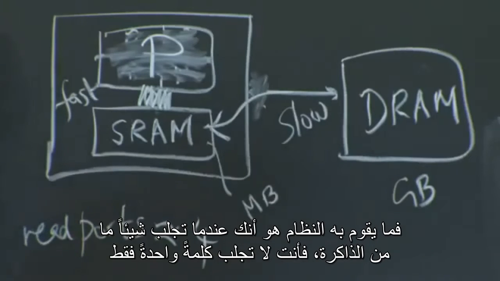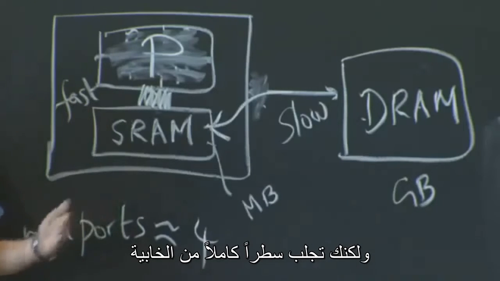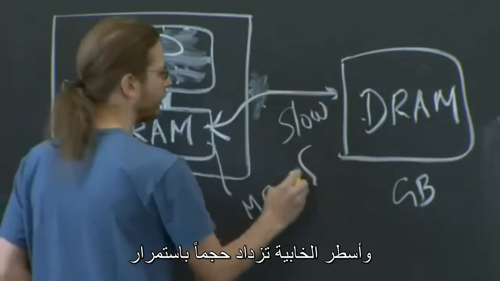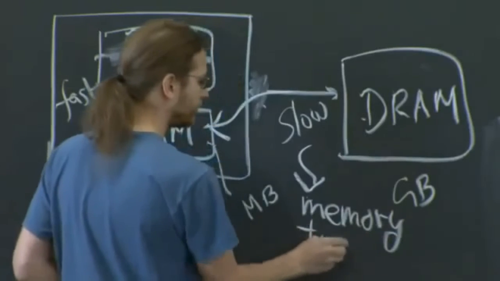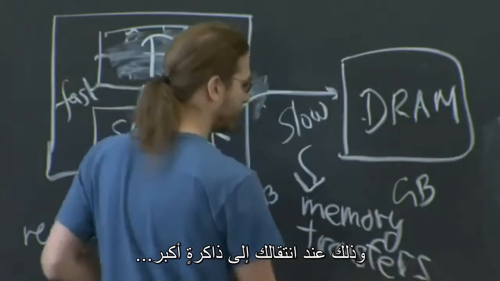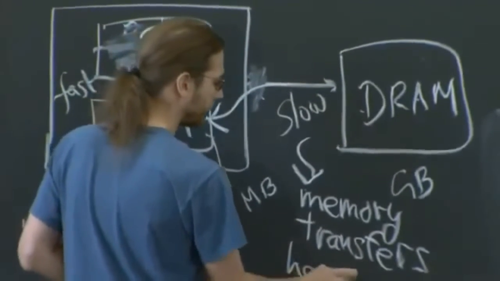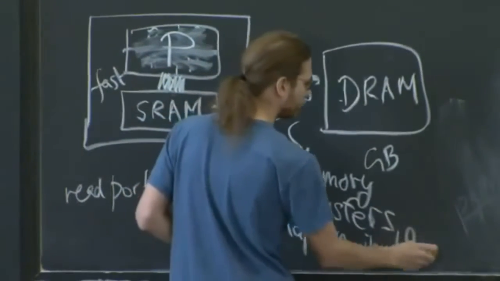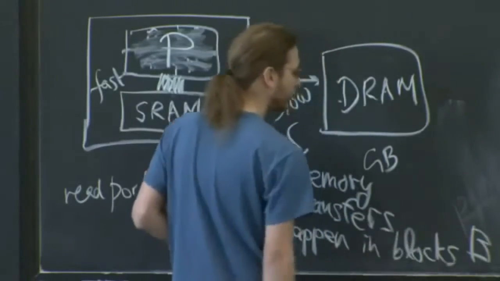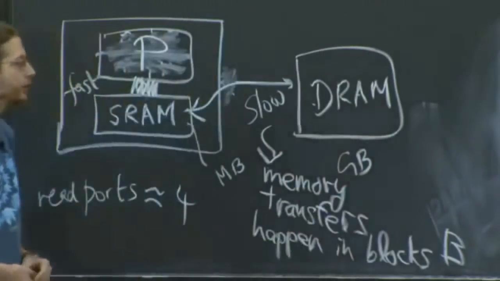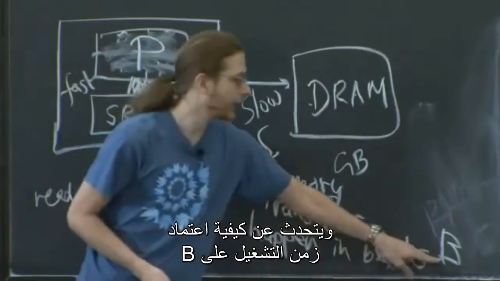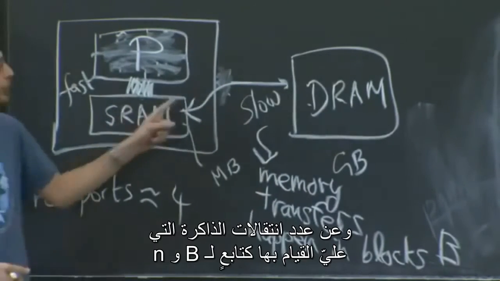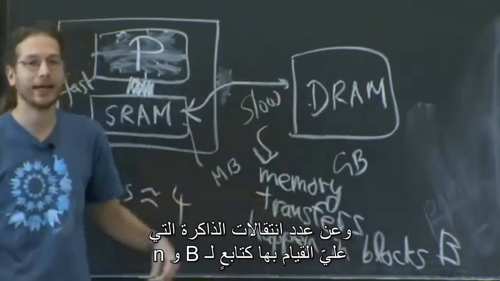So what systems do is when you fetch something from memory, you don't just get one word. You get an entire cache line. And cache lines are getting bigger and bigger. Memory transfers happen in blocks when you're going to a big memory. So let's say B is the size of a block. There is another model of computation, more sophisticated than the word RAM, that asks: how should my running time depend on B? How many memory transfers do I need as a function of B and N?